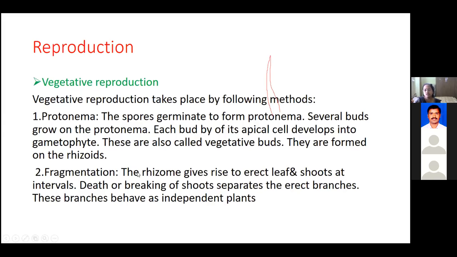okay, which is giving rise to the leaf and the shoot. ఈ rhizome ఎప్పుడైతే it will break down into small pieces due to any unfavorable conditions, ఎప్పుడైతే అది break అవుతుందో it has a capacity to develop into the erect leaf and the shoot, the central axis and the leaves. So that is the fragmentation. So next is the protonema. So ఇది చాలా important point ఇక్కడ ఏంటి అంటే, ఇప్పటివరకు మీకు protonema అనేది కనపడదు.